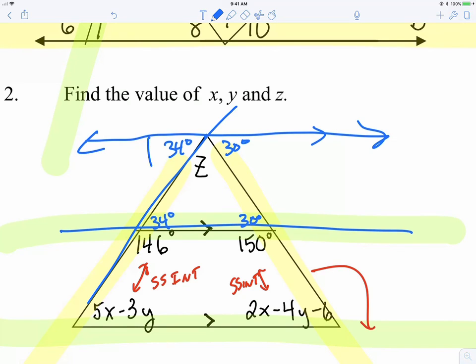So once again, I know that a full rotation is 360 degrees. So then I know that a half rotation is 180 degrees, which is those three angles. So z is going to be 180 minus the 34 and then minus the 30, which is 116 degrees.